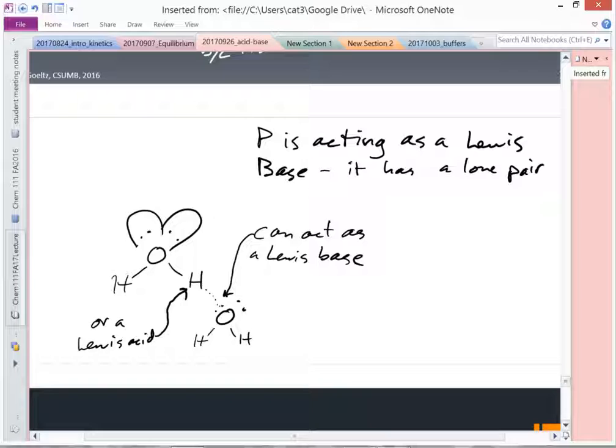I usually fail, but I try to be specific and precise in language and say what atom is acting as Lewis acid or base, because that's the only way. Is this molecule Lewis acid or base equal to nothing? It's behaving in a certain way. Great question about water. Water is a crazy chemical because it can do so many things.